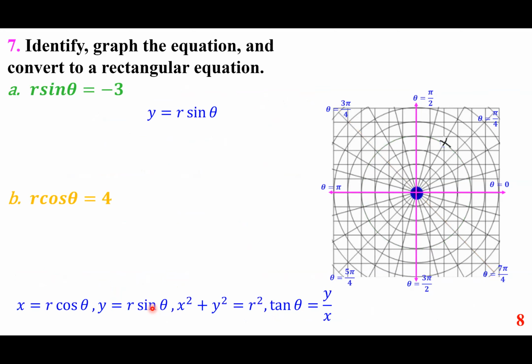Therefore, y must be negative 3. And as you know, this is a horizontal line. So 3 tick marks down, and a horizontal line is the answer.